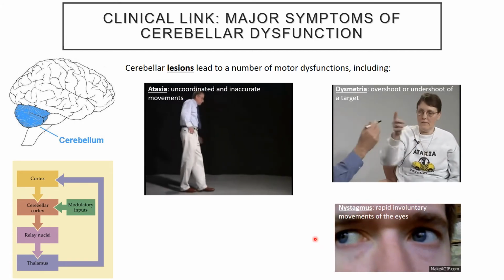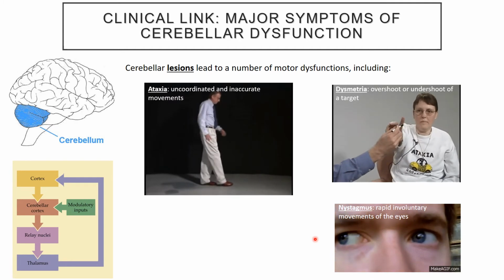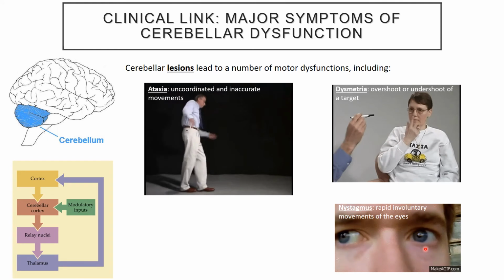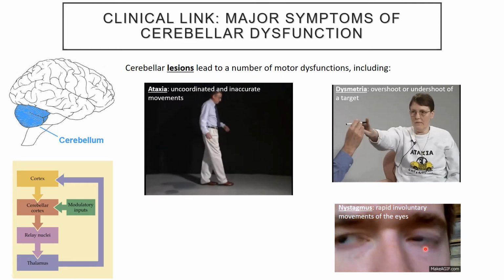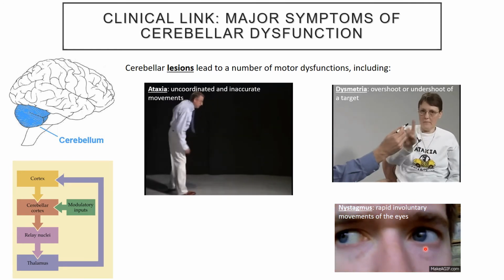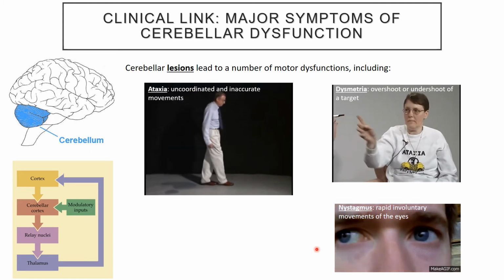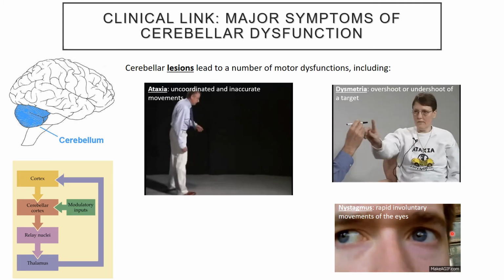There's also something called nystagmus, which is rapid involuntary movements of the eyes. So this is another way of noticing if there's cerebellar problems. There are various tests that can be done to evaluate this as well.